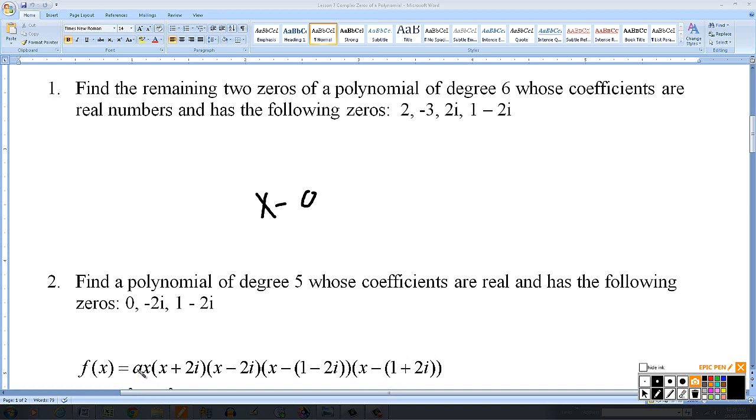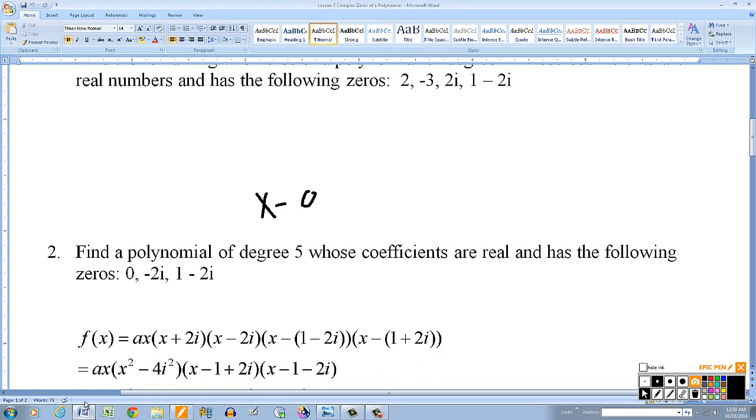Now this a here is just any number. Basically, this problem has an infinite number of solutions. You can replace the a by any number you want: negative 1, positive 1, 2, negative 2, and so on. If you want the very basic one, we use a equal to 1. But I'm just going to leave it as a for now. So this is basically the answer here.